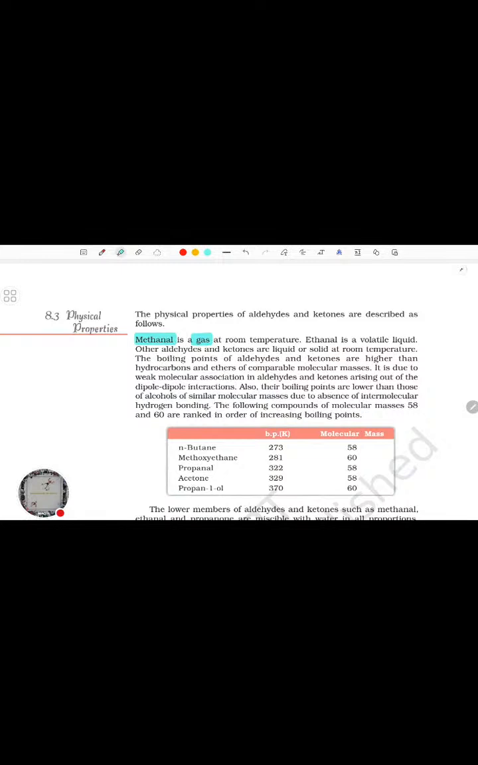Methanal is a gas, ethanal is a volatile liquid. Other aldehydes and ketones are liquid or solid at room temperature. The boiling points of aldehydes and ketones are higher than the hydrocarbons and ethers of comparable molecular masses. It is due to the weak molecular association in aldehydes and ketones arising out of the dipole-dipole interactions.